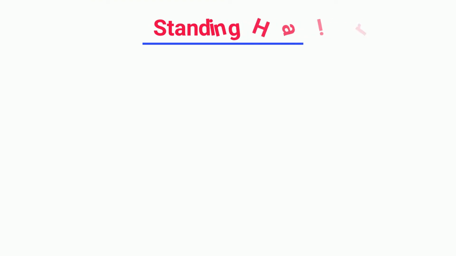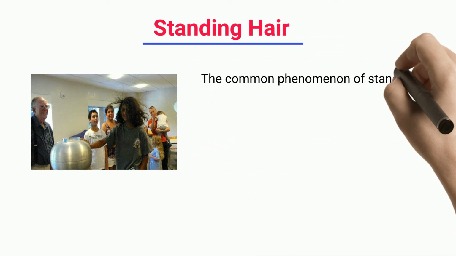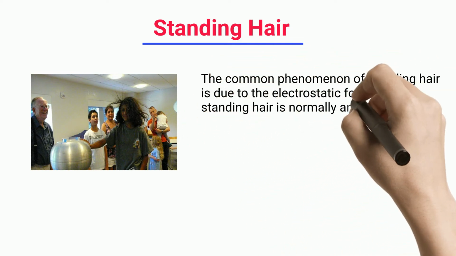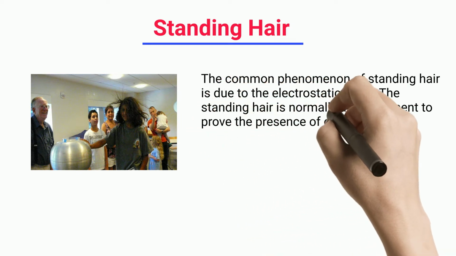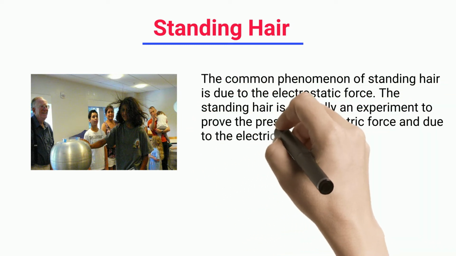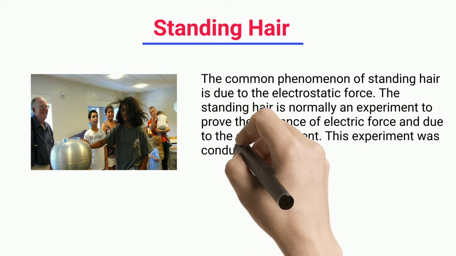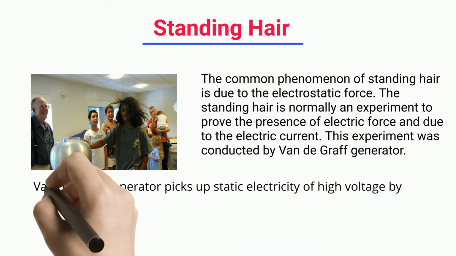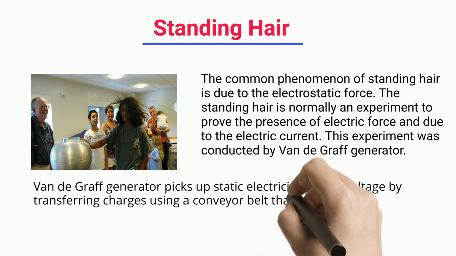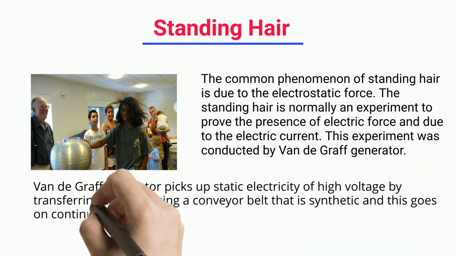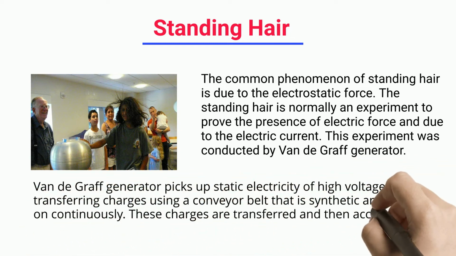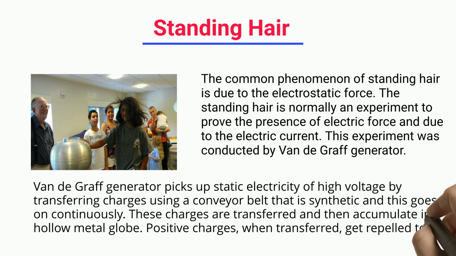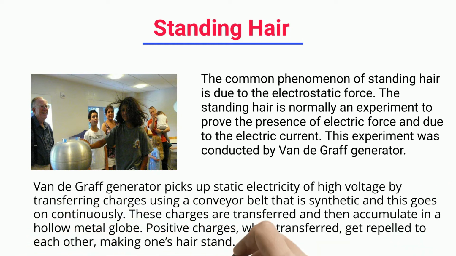Standing hair. The common phenomenon of standing hair is due to the electrostatic force. The standing hair is normally an experiment to prove the presence of electric force, and due to the electric current. This experiment was conducted with a Van de Graaff generator. The Van de Graaff generator picks up static electricity of high voltage by transferring charges using a conveyor belt that is synthetic, and this goes on continuously. These charges are transferred and then accumulate in a hollow metal globe. Positive charges, when transferred, get repelled from each other, making one's hair stand.